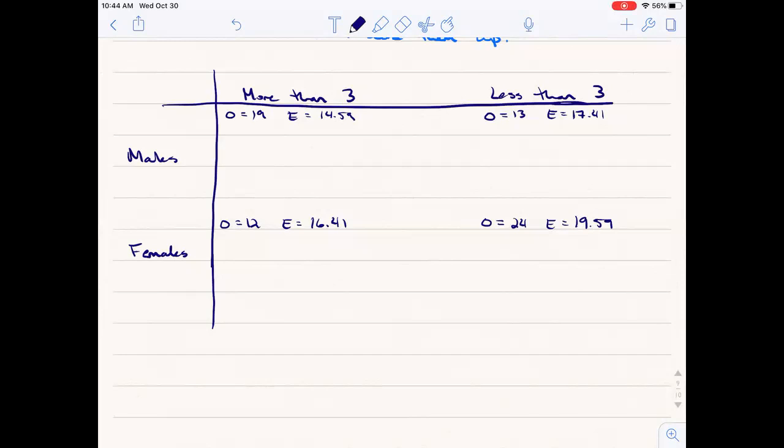So then, if we do the observed minus the expected squared over the expected, we get 19 minus 14.59 squared over 14.59. Oh, I wrote it too big, but I'll learn from my mistakes. I get 1.33 for this one. But check it because, like I said, I'm jumping around here.